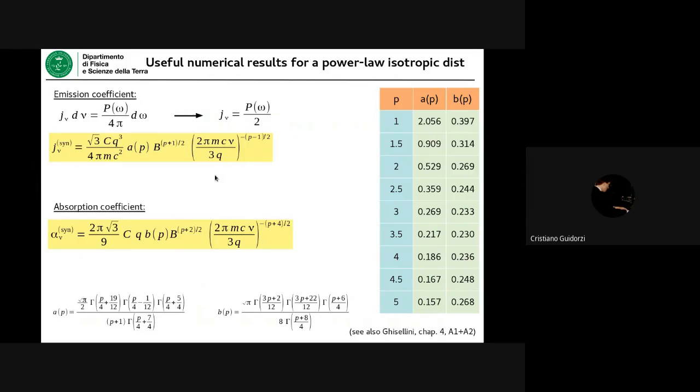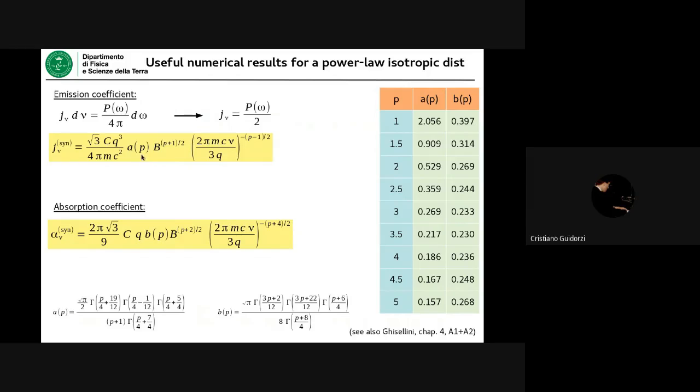So this is the general formula for the emission of a population of electrons in an isotropic distribution. It has already been averaged over the pitch angle. And this is the corresponding formula for the absorption coefficient.